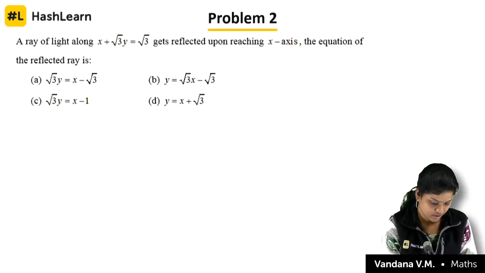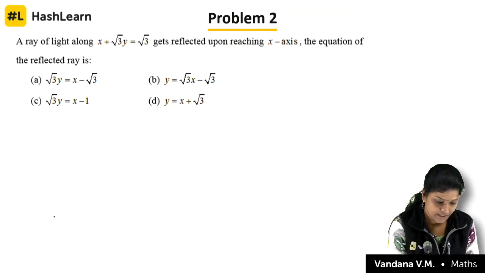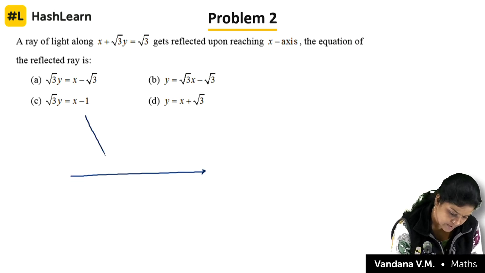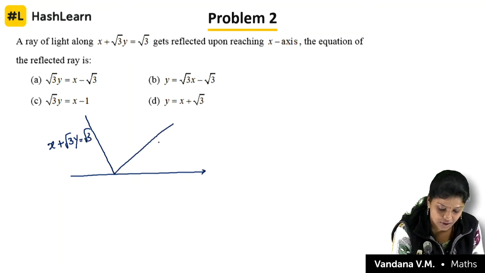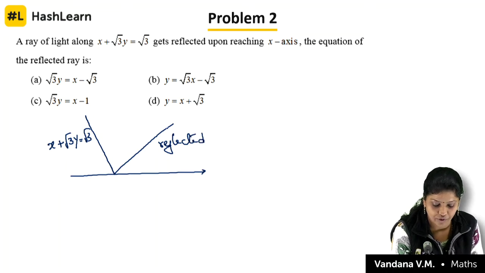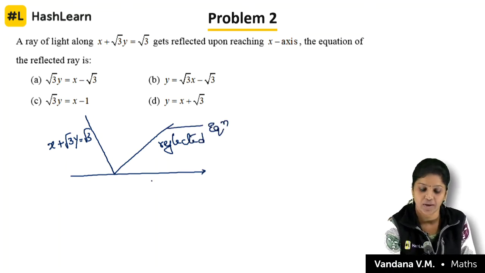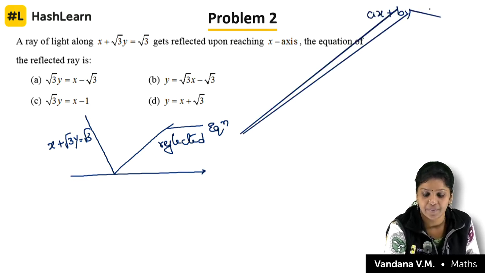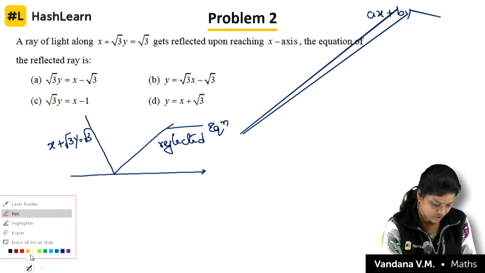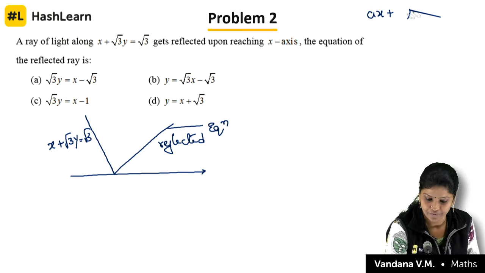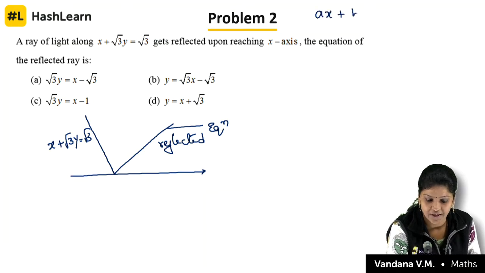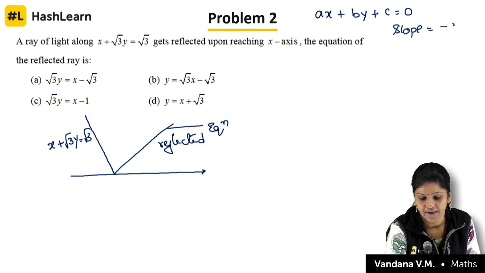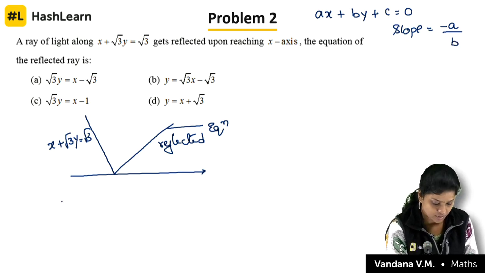Yes, this is what we were discussing. After reaching the x-axis, there is a ray that is getting reflected. This is the reflected ray. Now I would like to find out the equation of it. If you have Ax plus By plus C is equal to 0, how do you find the slope? The slope is minus A by B.